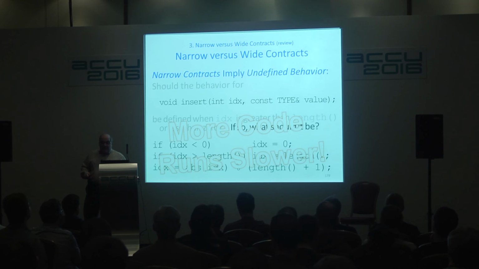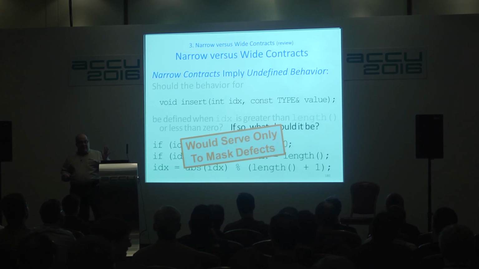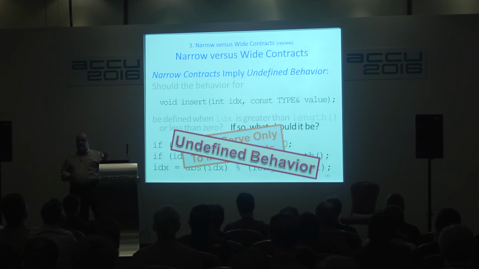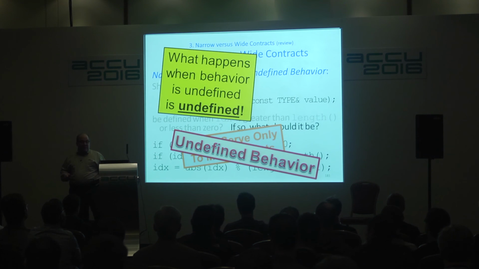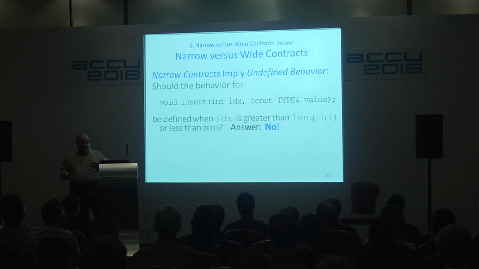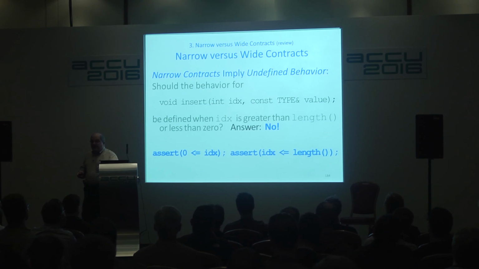So anyway, more code runs slower. This would just mask defects. This is undefined behavior and should remain that way. And no, we're going to do this. We're going to assert that you didn't get it wrong, and if you got it wrong, we're going to let you know. And when I say this assert, I really don't mean this assert. I mean the special assert that will eventually be provided by the C++ language that will say, oh, if this happened, do that.